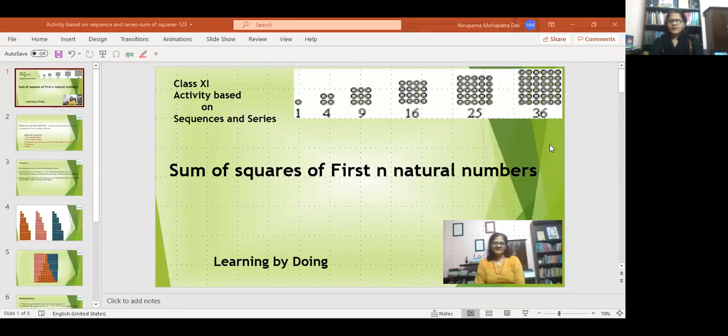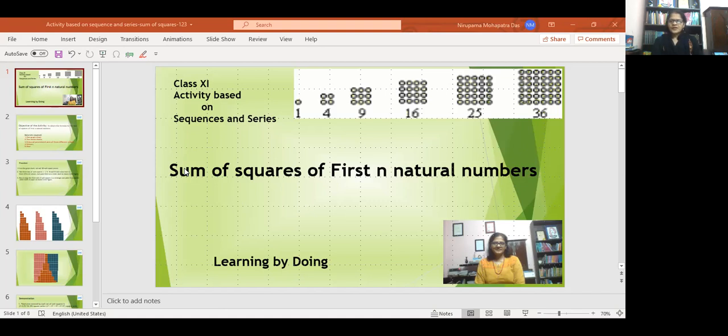The theme of today's activity is sequences and series, which is one of the topics in the 11th standard syllabus. It is chapter 9 of the NCERT textbook of 11th standard. So we will be taking one of the special series. As I said, it is the sum of the squares of first n natural numbers.